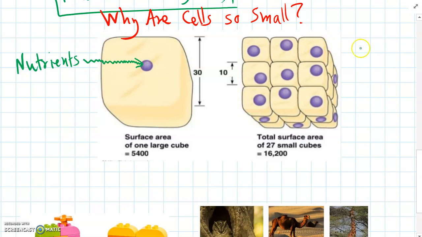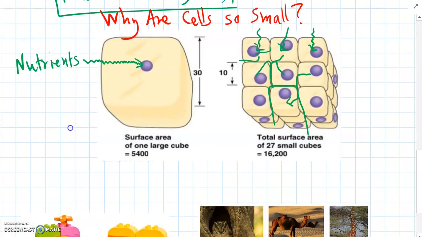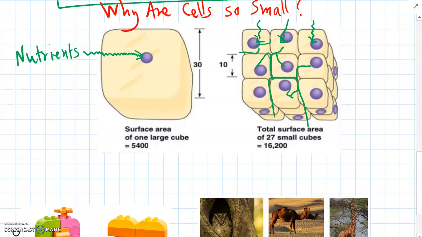But if an organism is made of lots of small cells, then it doesn't take long for nutrients to get in to each cell, because nutrients can pass all around the outside of the cells, and they can enter from every direction. So if we have small cells, it's a lot easier for nutrients to get in.